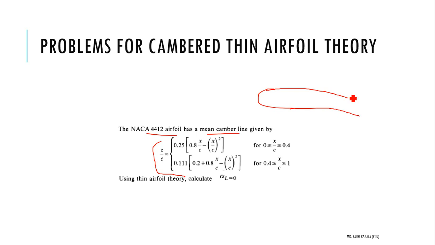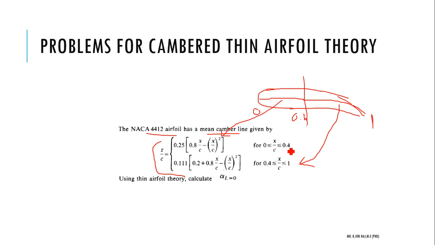When designing or plotting some airfoils, they will consider two parts: the front part and the rearward part. In the front portion, from 0 to 0.4, the equation behaves like this. The rearward, backward part will behave like this, from 0.4 to 1. This is the chord, the position of the chord.